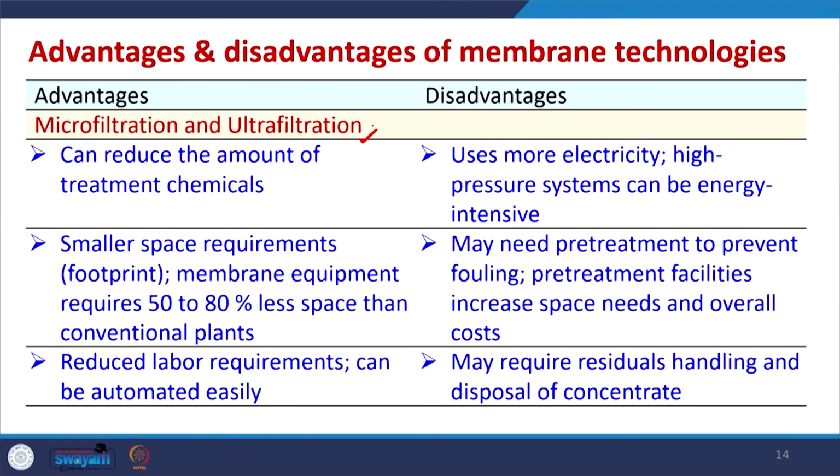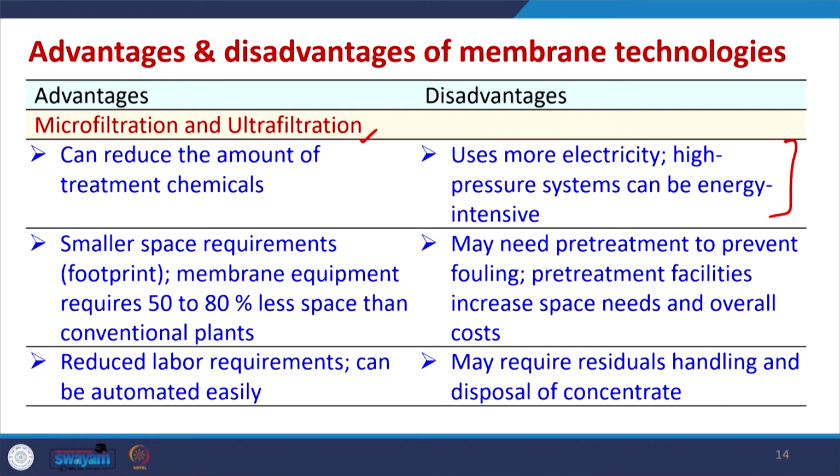Now, we will try to understand the advantages and disadvantages of different membrane technologies. For microfiltration and ultrafiltration, the advantages and disadvantages are listed here. The advantage is that they are able to reduce the amount of treatment chemicals, because they are able to separate out many of the constituents beforehand. But they use more electricity, and high pressure systems can be energy intensive also, and this disadvantage is for all the membrane separation processes.